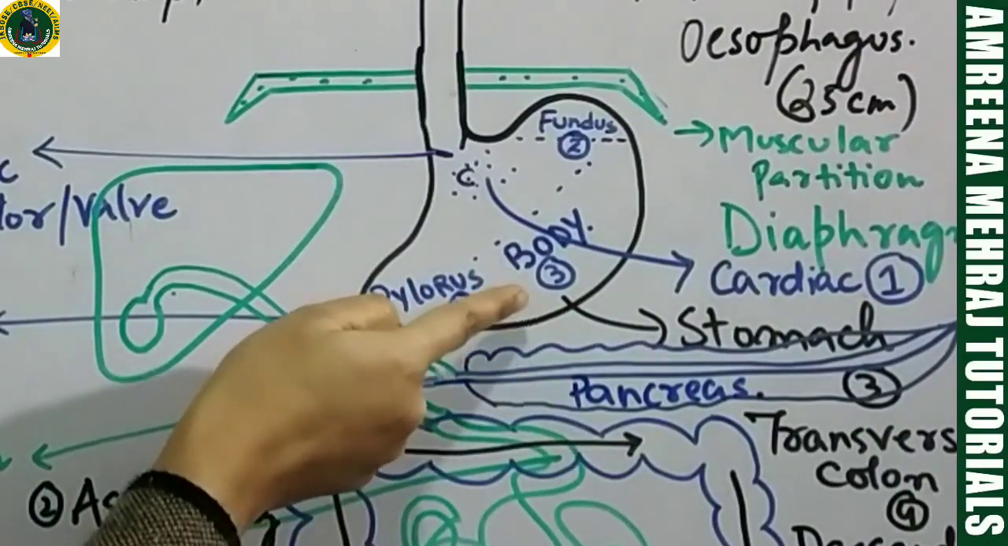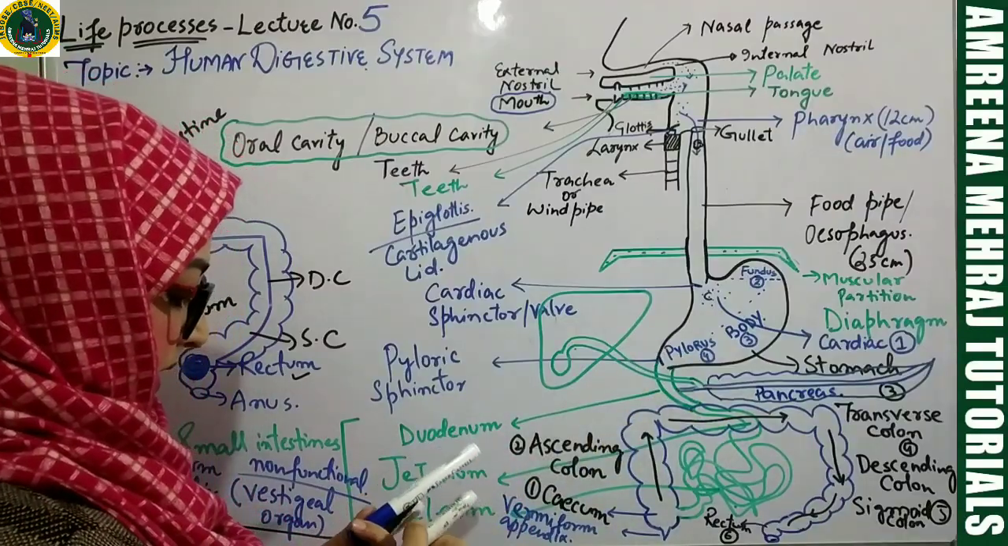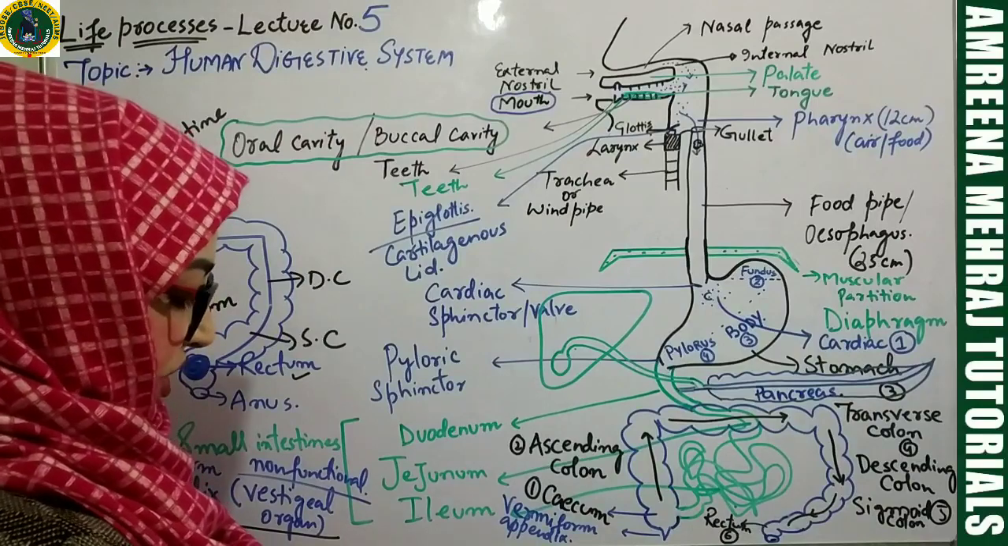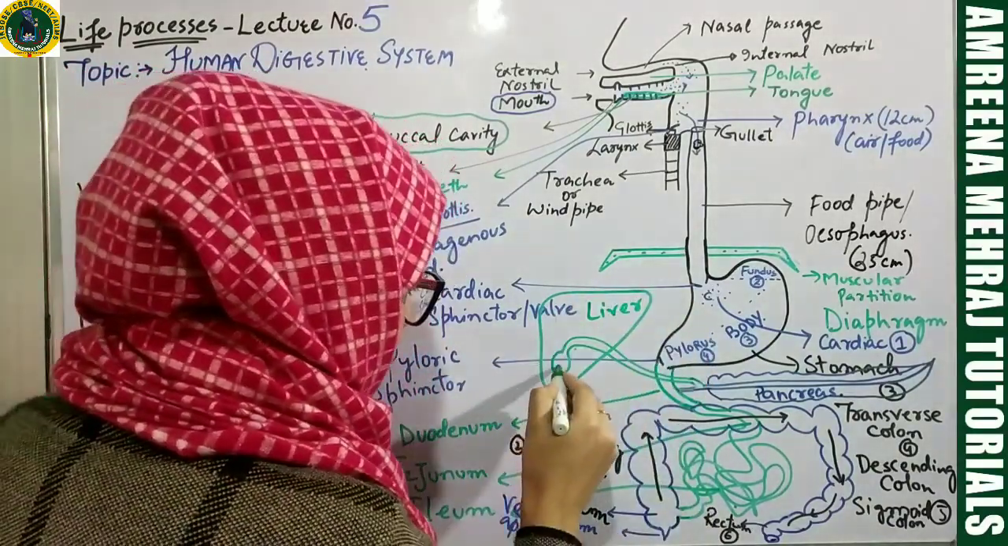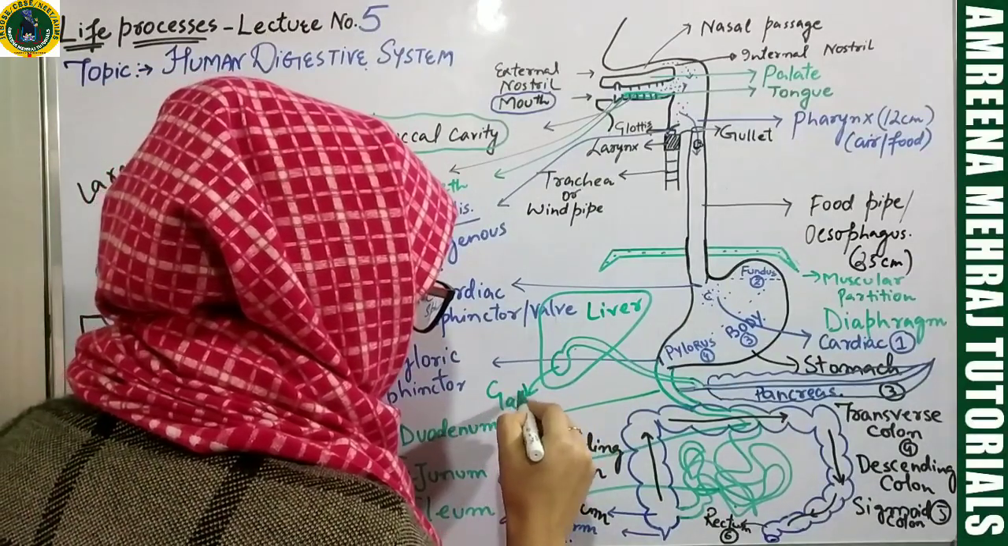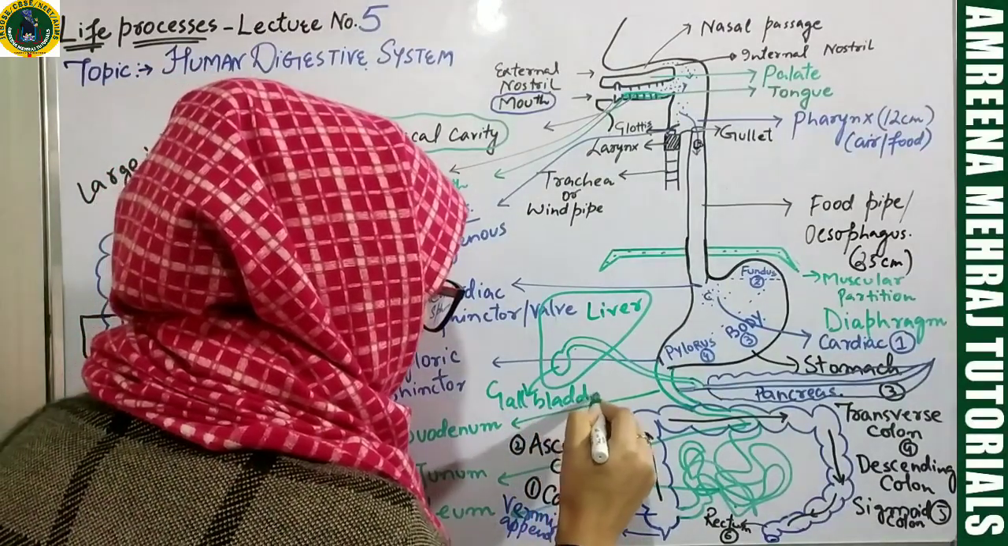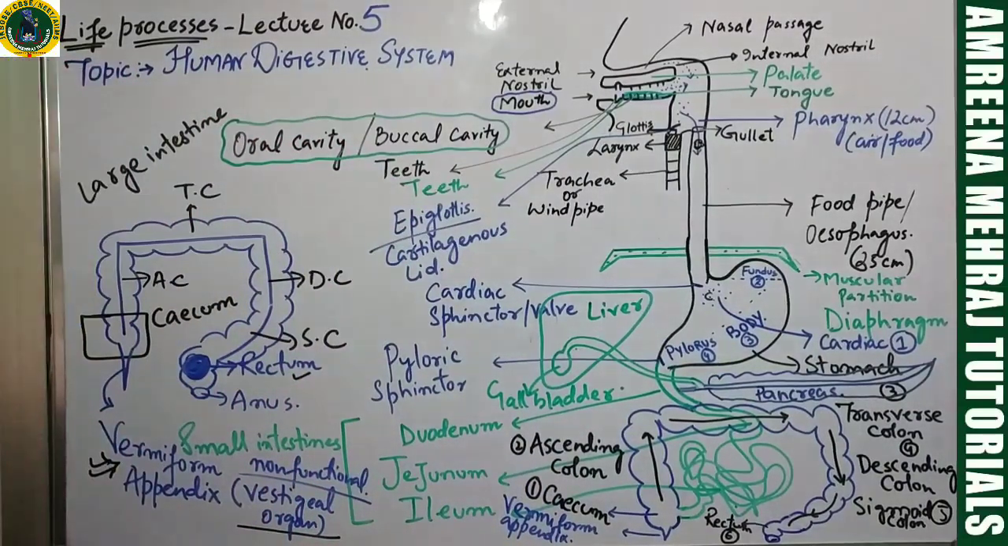It's located in between the stomach and the large intestines. The location is very, very important. And this is the liver. And this over here is the gall bladder. This is very, very important to notice over here.